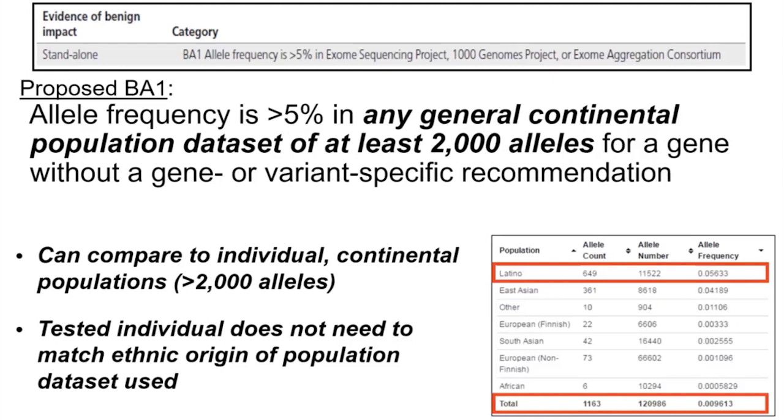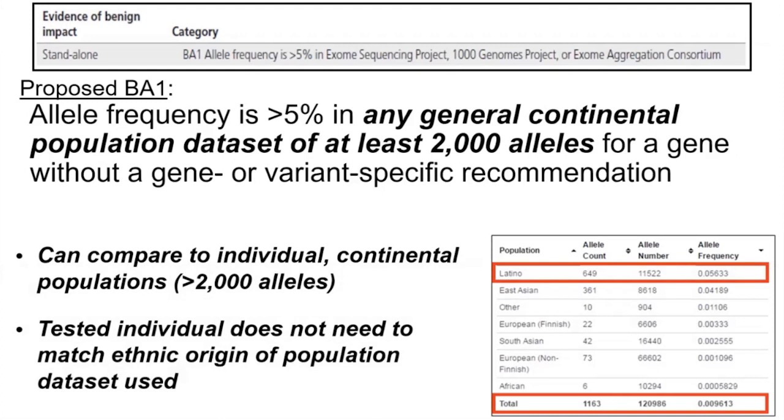We thought this was important because you don't want to accidentally call a variant benign based on the fact that it was at an allele frequency of 1%, but it was only found in 1 of 100 sequenced people. You want to make sure your population is large enough that it is adequately representing the true allele frequency of that variant. Additionally, we said that it's okay to use these continental populations.